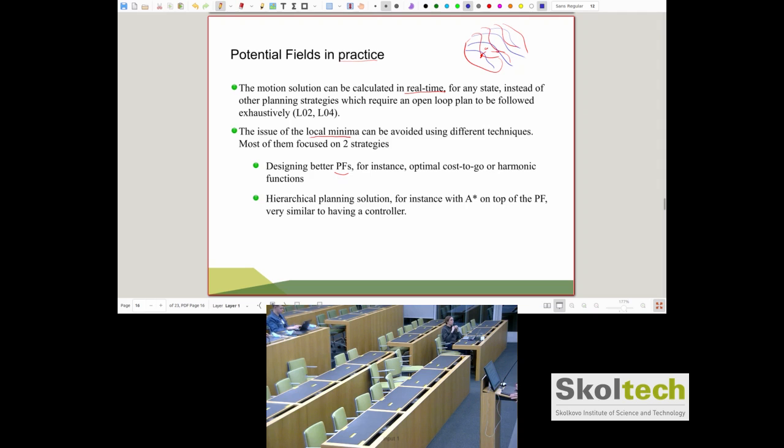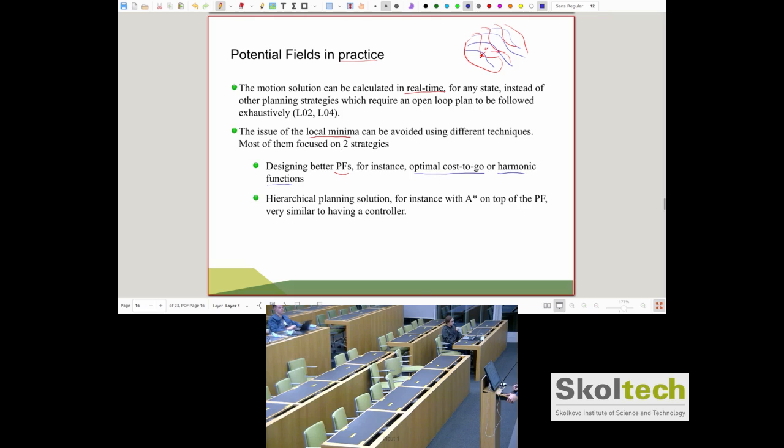So an example of this is optimal cost to go. This, we know for sure that there's no local minima there. If you take the optimal action, always you're going to have the optimal plan, guaranteed. It's discrete, but okay, little detail. And the second one is harmonic functions. So you could also be creating your potential functions with harmonic functions. I'm not going to explain now what they are, but it's basically a more elaborated way of calculating your potential field.